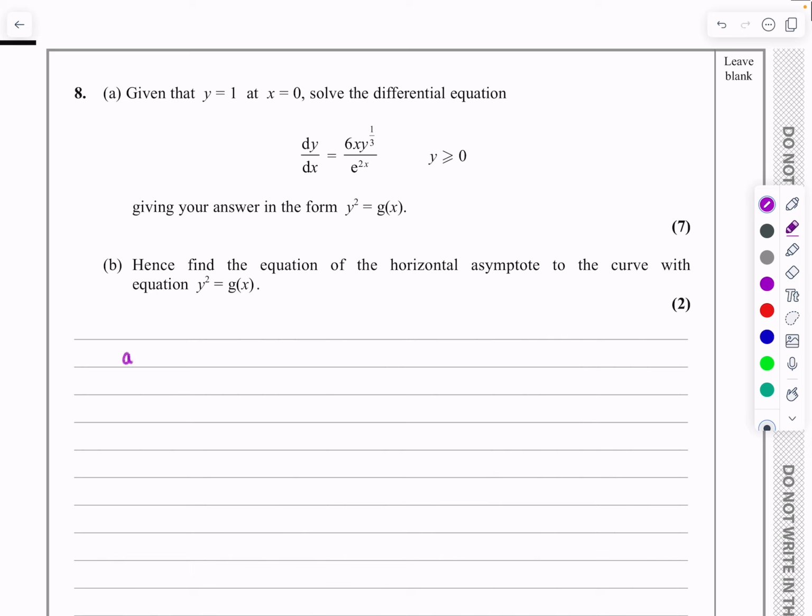So part A says we've got the differential equation dy by dx is equal to 6x y to the third all over e to the 2x. So the way to get going with this is to separate the variables. I'm going to put my dx up here, so all my x terms will be there, which means y to the third will need to come over to the other side. So I'm going to end up with dy over y to the third is equal to 6x over e to the 2x dx. Well, that doesn't look very neat.